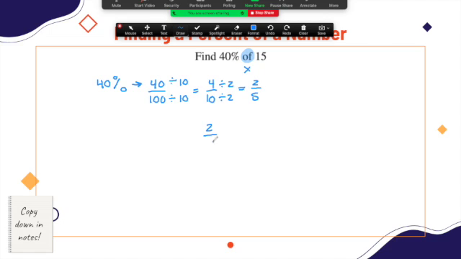Once I have my simplified fraction, I'm going to multiply it with the 15. So I get here 2 over 5 times 15. And I can change this into a fraction by putting a 1 underneath it. And I get 30 over 5, which also equals to 6. So 40% of 15 is 6.